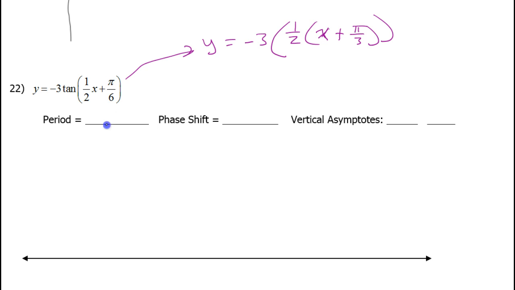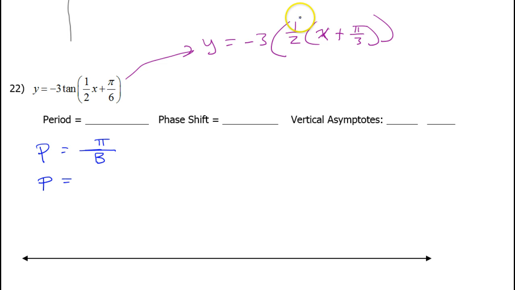Okay. The period is going to be 2 pi. Whoa! That's false. For tangent and cotangent, the natural period is pi. So I'm not going to do 2 pi over b. I'm going to do pi over b for tangent or cotangent. For all of the other trig functions, it's 2 pi. Alright, so the period should be pi over b.